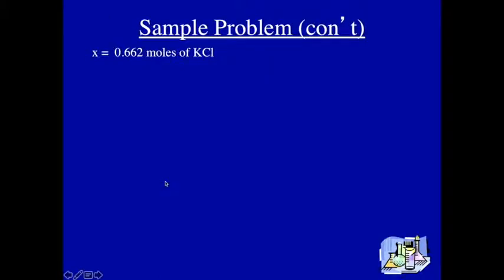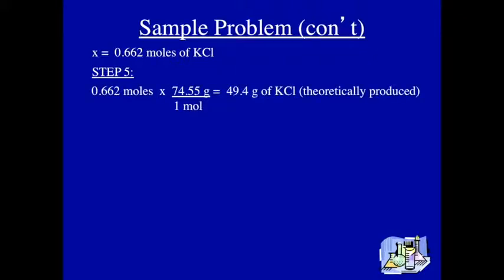So what I end up with is 0.662 moles of potassium chloride. Now my step 5 will be to, as with my other stoichiometry problems, go from my moles back to the requested units, which in this case are grams. So I multiply my mole value of potassium chloride by the gram molar mass of potassium chloride. My mole values cancel out. I get 49.4 grams of potassium chloride. That is my theoretical yield.